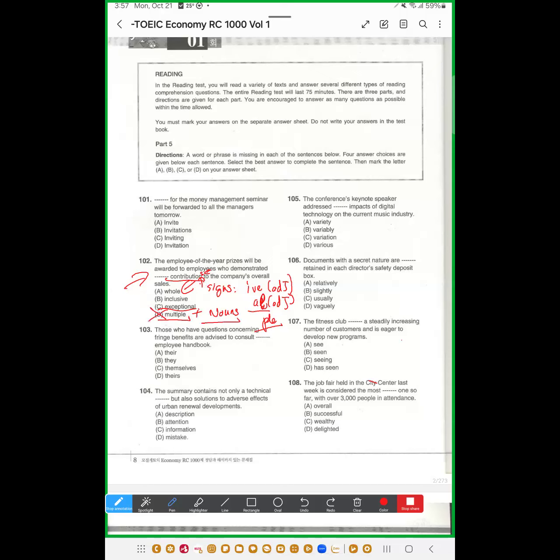We can choose D. How contribution to the company's overall sales. How means the entire, all of something. So let's find the meaning of the sentence. Whenever you are stuck in the meaning, you have to understand it in your own language. That is the only way for you to find out what this sentence means.